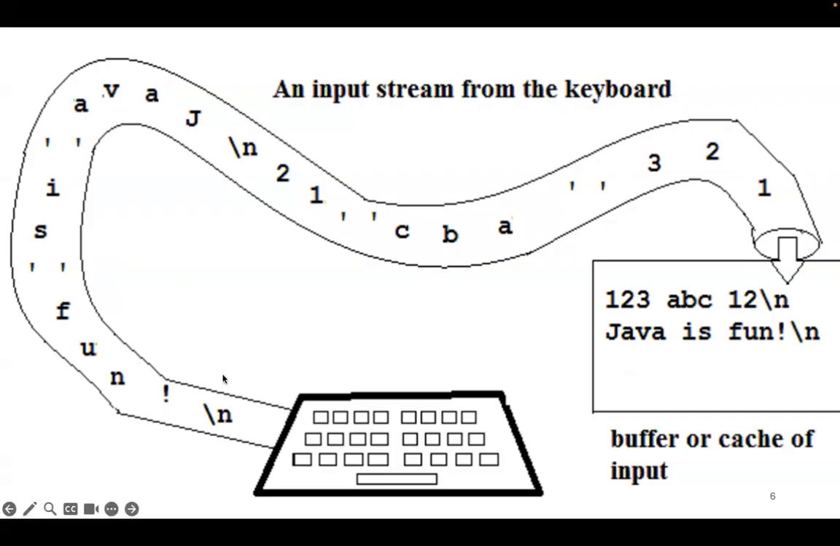So if I type, what is this sentence? 1, 2, 3, ABC, 1, 2. The 1 gets caught first, and then 2, and then 3. Then I type a space with the space bar. As it goes, all of these characters get captured and put in this buffer. The scanner's job is to read that buffer and then give us things out of it.